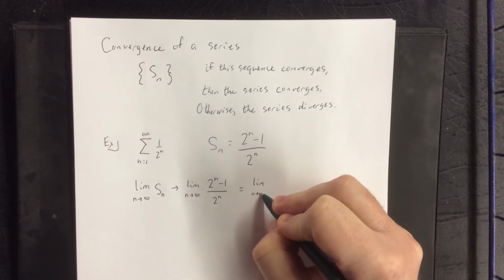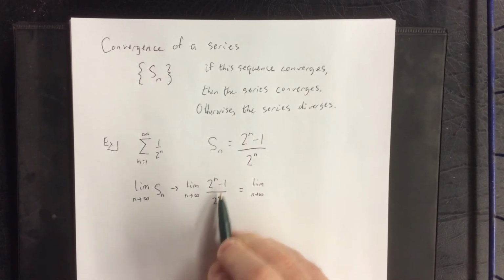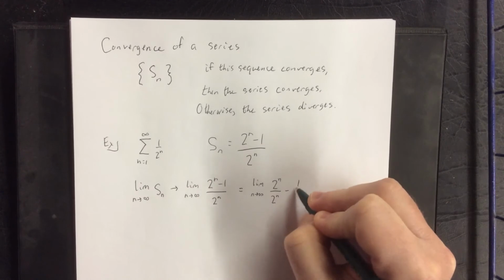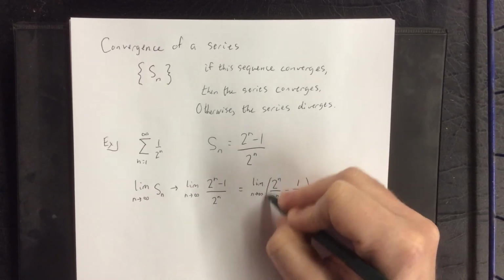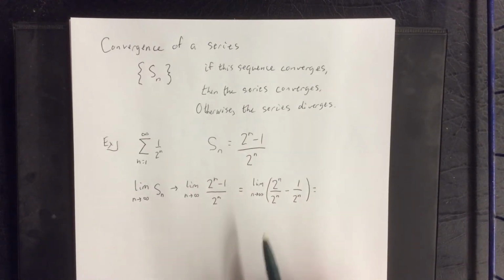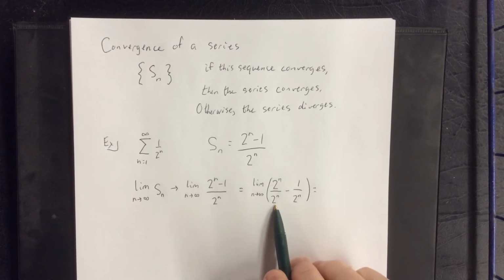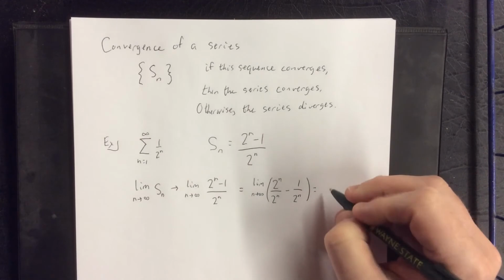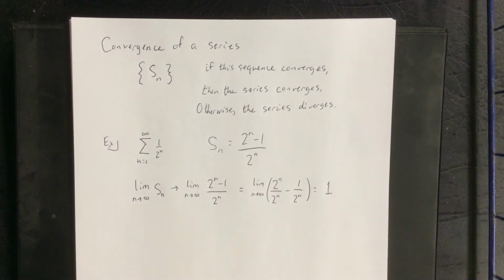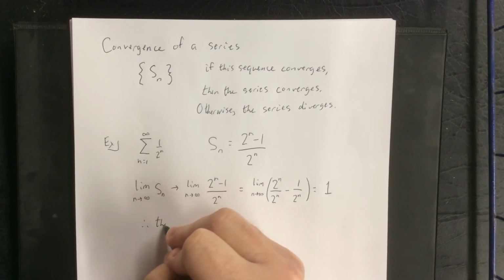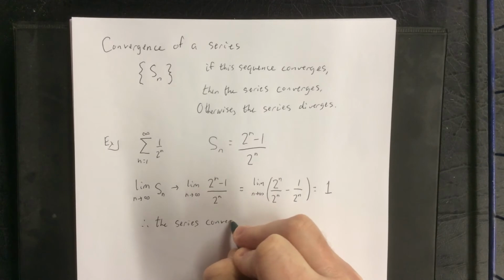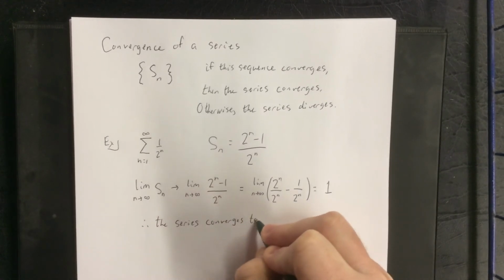This will be the limit as n goes to infinity of, I'm going to distribute the 2 to the n to each of these terms. So 2 to the n divided by 2 to the n, minus 1 over 2 to the n. Now the first term reduces to 1, and the second term is going to converge to 0, which means that this is going to converge to 1. Therefore, the series converges to 1.